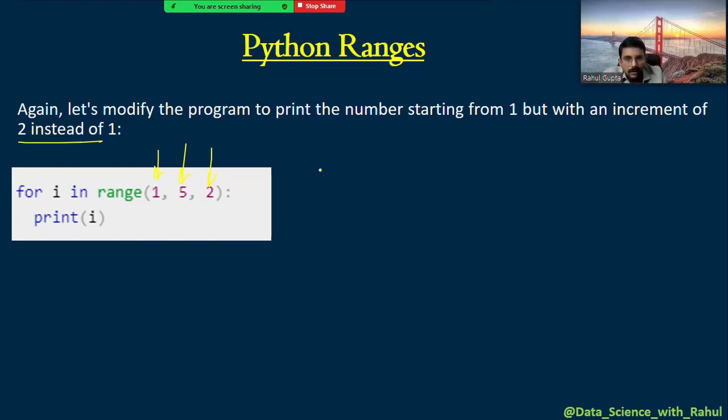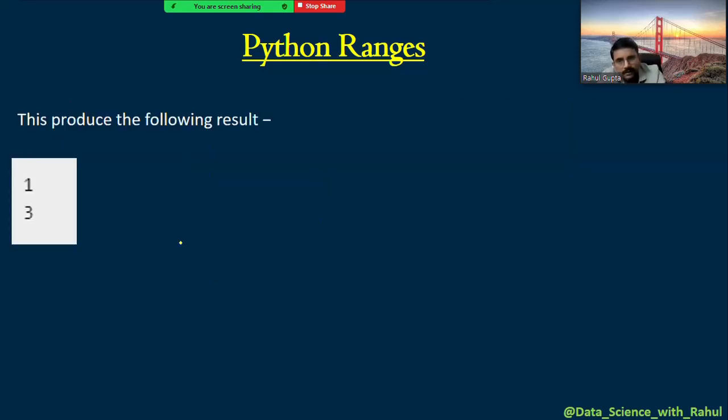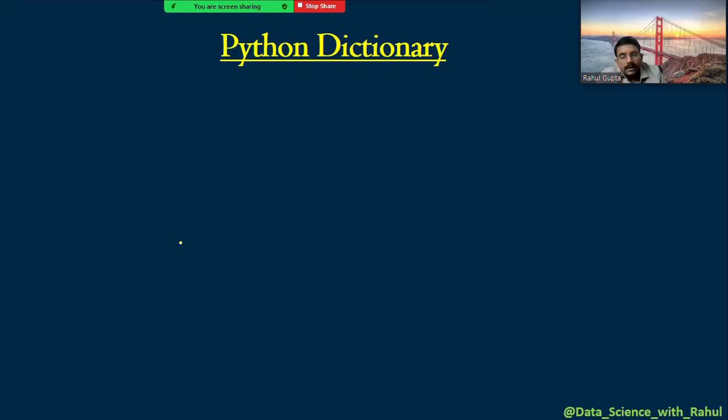Starting from 1. So 1 will come obviously. Then skip 2 numbers. So I will get a 3. Then skip one more number, 5. See, it has to be less than 5. Correct? It cannot be equal to 5. So you get only 2 answers, 1 and 3. Correct? Yeah.